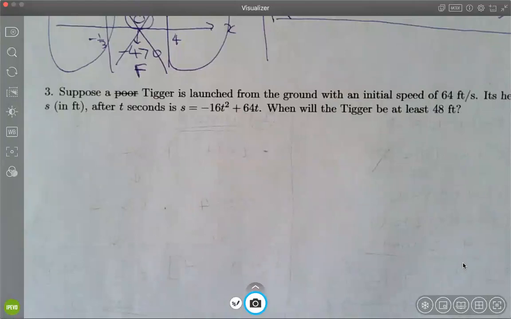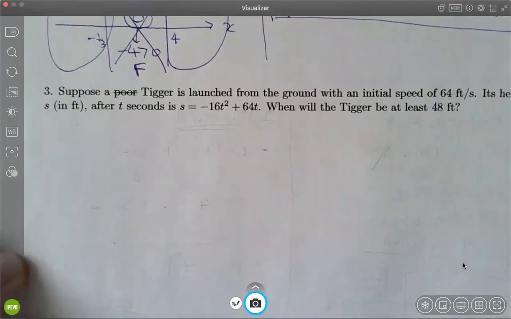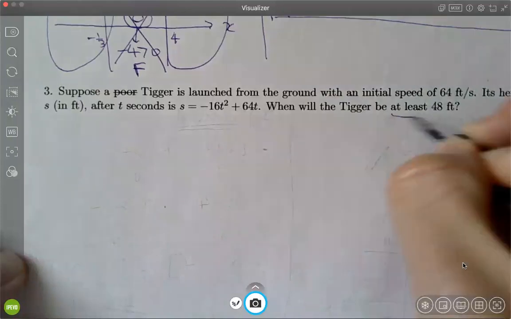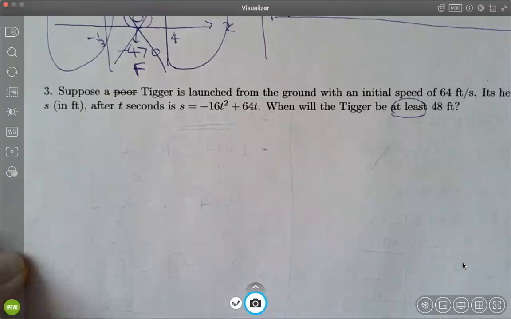Now, first of all, there is a key phrase that makes this problem an inequality problem. What's the key word in this problem? At least. And what is the inequality symbol for at least? Greater. Now, can it be equal to 48? Yes, right? So it's greater than or equal to.